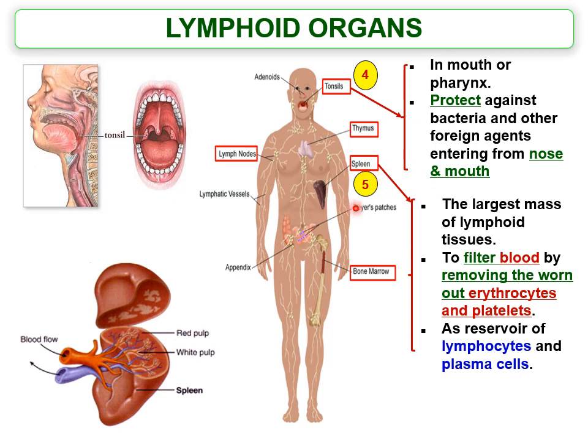The last lymphoid organ is spleen. Spleen is the largest mass of lymphoid tissue, and the function of spleen is to filter blood by removing worn out erythrocytes and platelets. And spleen also acts as reservoir of lymphocytes and plasma cells.